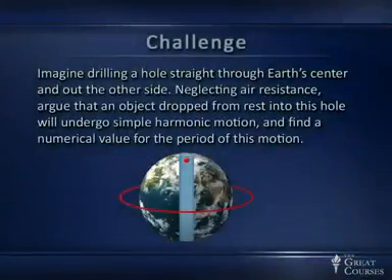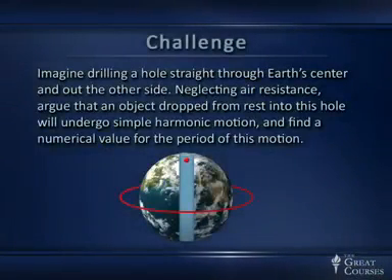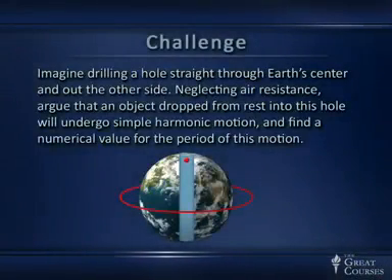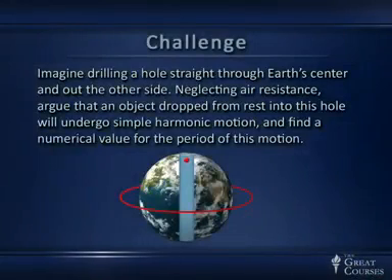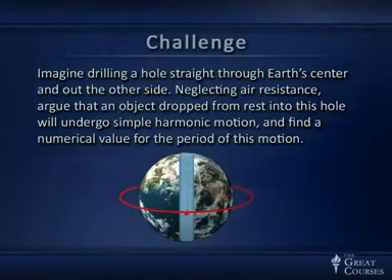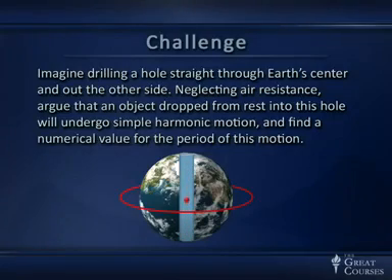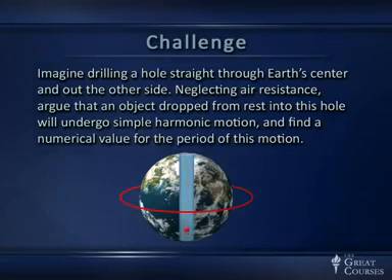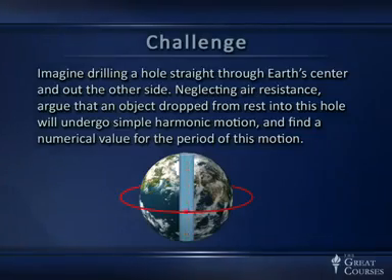So here's the challenge. Imagine drilling a hole straight through Earth's center and out the other side. And we'll neglect air resistance, which is not a very good approximation here, but we'll do that. I would like you to come up with an argument that if you drop an object into that hole, it will fall right through the center of the Earth, and it will come out to the surface on the other side, and it will go back and forth, and that the motion will be simple harmonic, and I would like you to find a numerical value for the period of that motion.